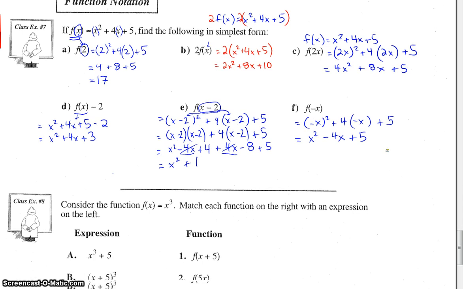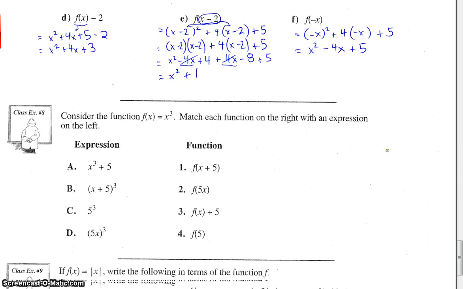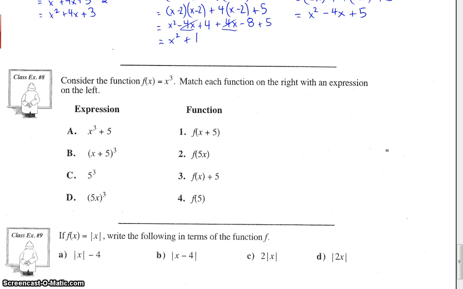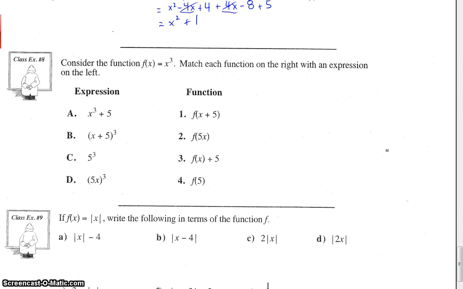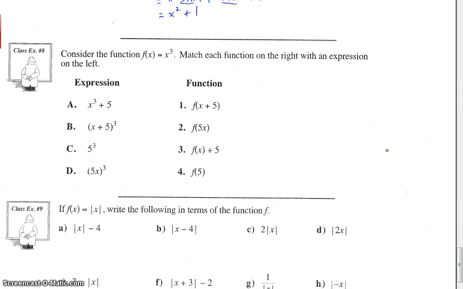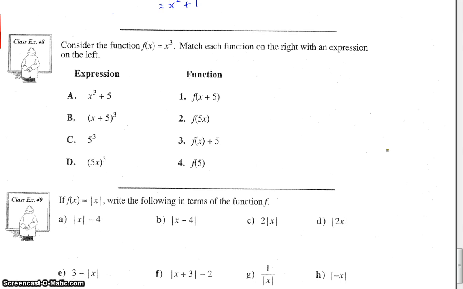All right, let's take a look at example number 8. Consider the function f of x equals x cubed. Match each function on the right with the expression on the left. Okay, so a little bit of matching going on here. Well, let's look at this first function. That might be easier. And we got to remember this is our original function. We basically have x cubed as our function.